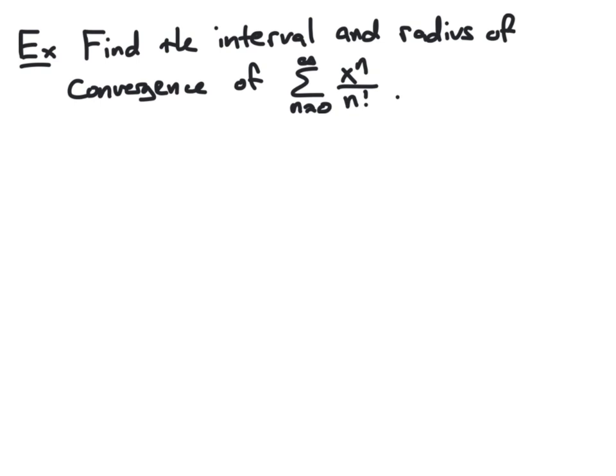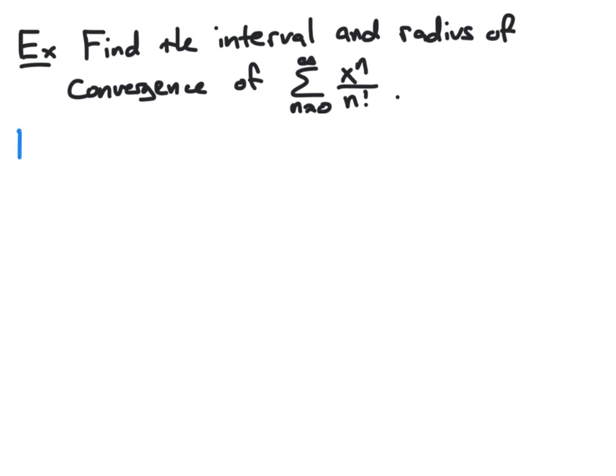The main tool in determining the interval and radius of convergence for power series is the ratio test. So we're going to apply the ratio test to this particular power series and use the resulting limit to determine when this power series will converge.